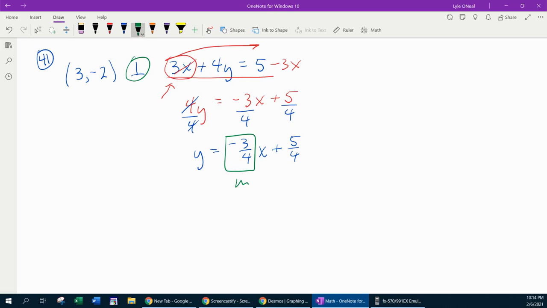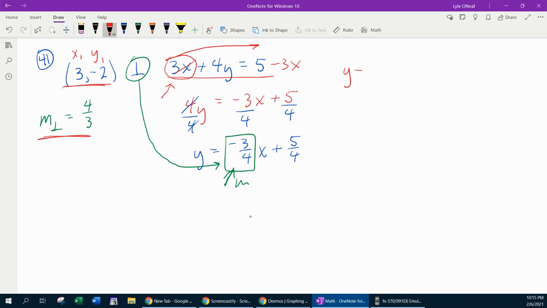So now remember, these lines are going to be perpendicular. So if the slope of this equation is negative 3/4, what would be the perpendicular slope to that? Perpendicular line, flip and change the sign. It's going to be positive 4/3. Now that I have a point and the slope, I can use point-slope form. So let's label my point first and then plug and play.